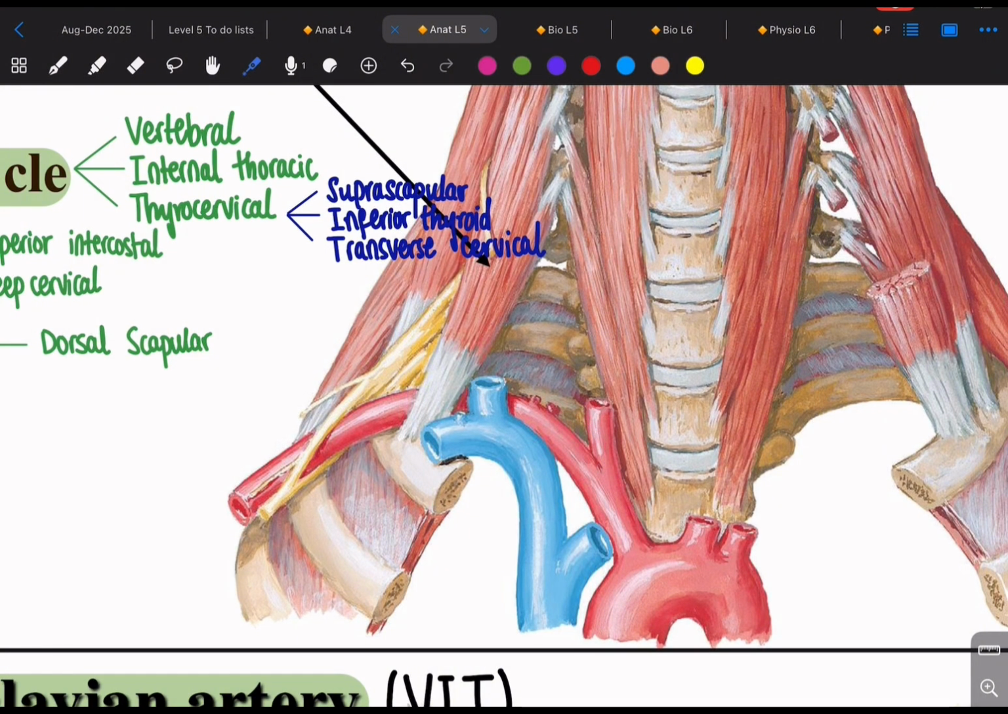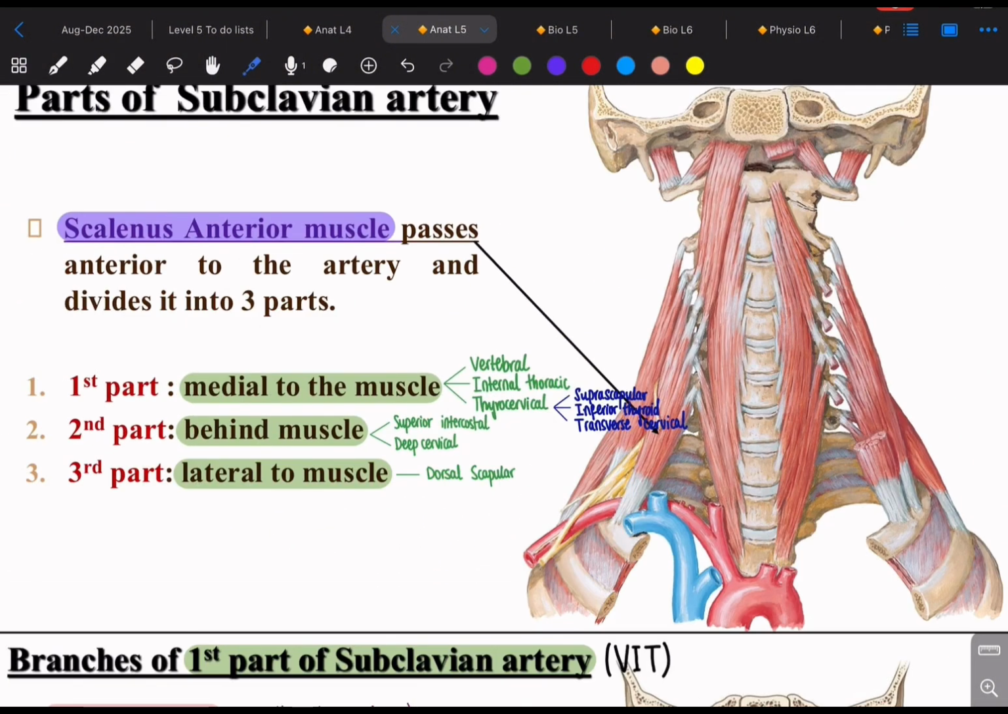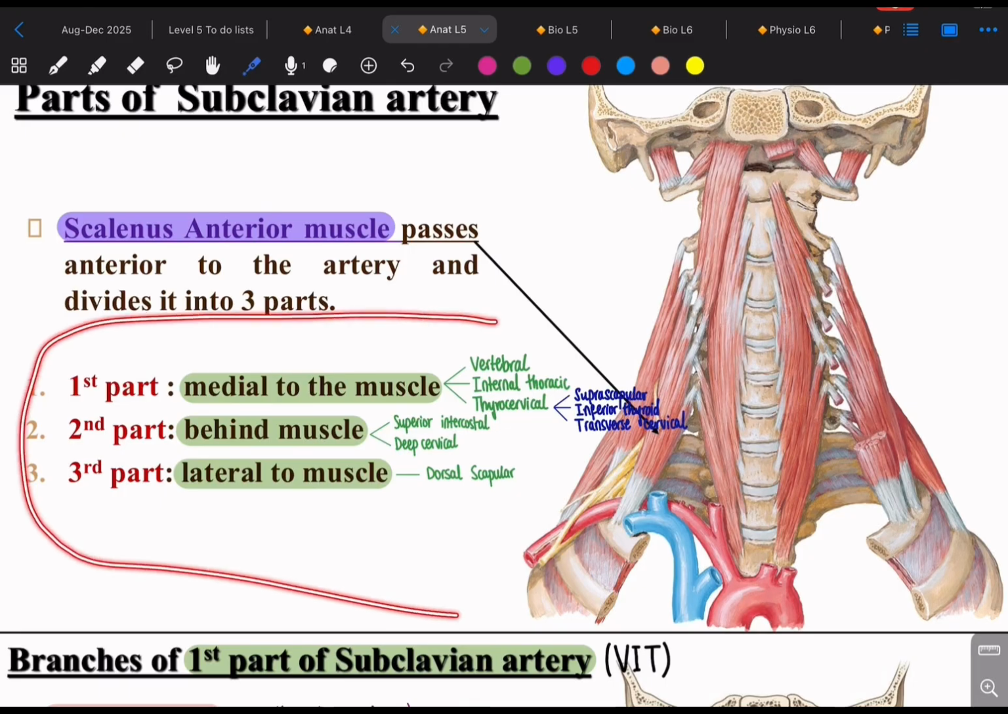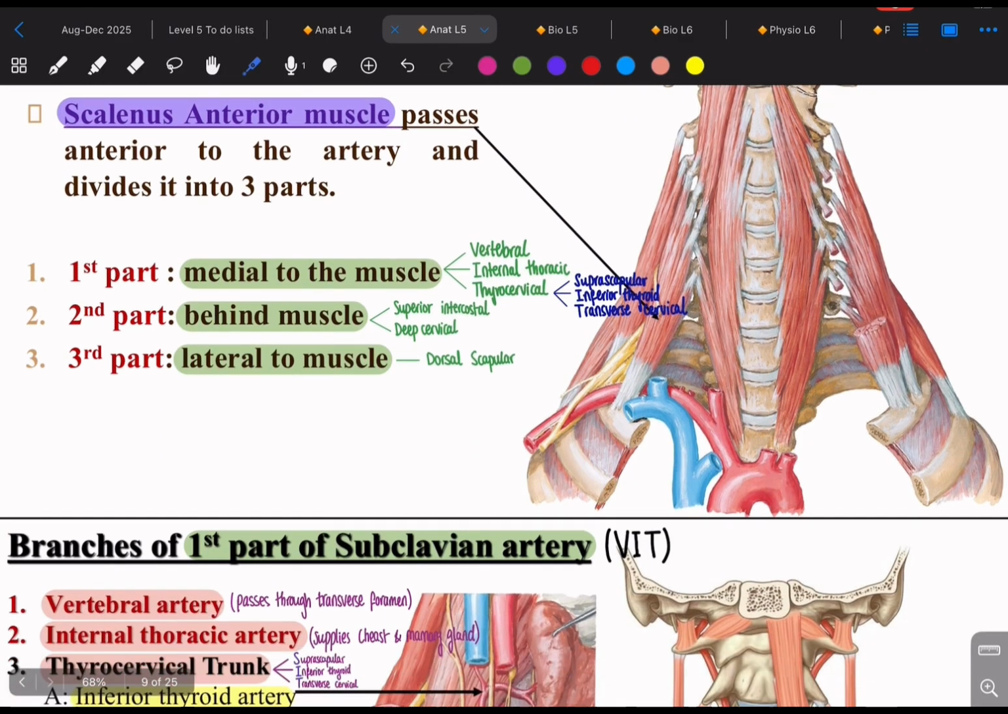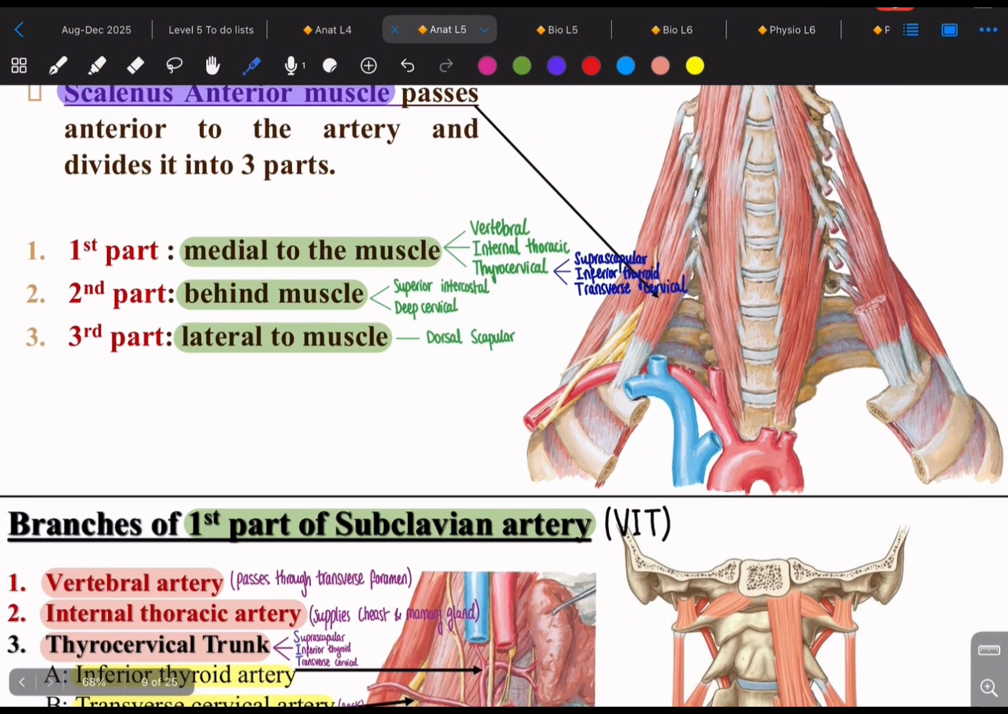The second part is right behind the muscle here. We can't see it. This is the second part of the subclavian artery. And the third part is here, the part which is lateral to the muscle. Now let's see the division, or what each part gives us. You can use this slide for revision because it has all of the parts. But let's see them from the original slide so we can remember them and know them properly, and then you can come and revise them from here.